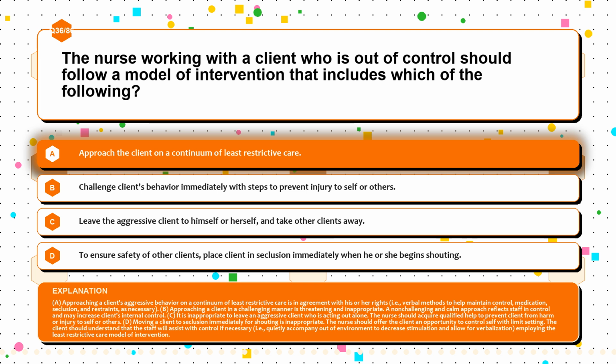C. It is inappropriate to leave an aggressive client who is acting out alone. The nurse should acquire qualified help to prevent client from harm or injury to self or others. D. Moving a client to seclusion immediately for shouting is inappropriate. The nurse should offer the client an opportunity to control self with limit setting. The client should understand that the staff will assist with control if necessary, i.e., quietly accompany out of environment to decrease stimulation and allow for verbalization, employing the least restrictive care model of intervention.